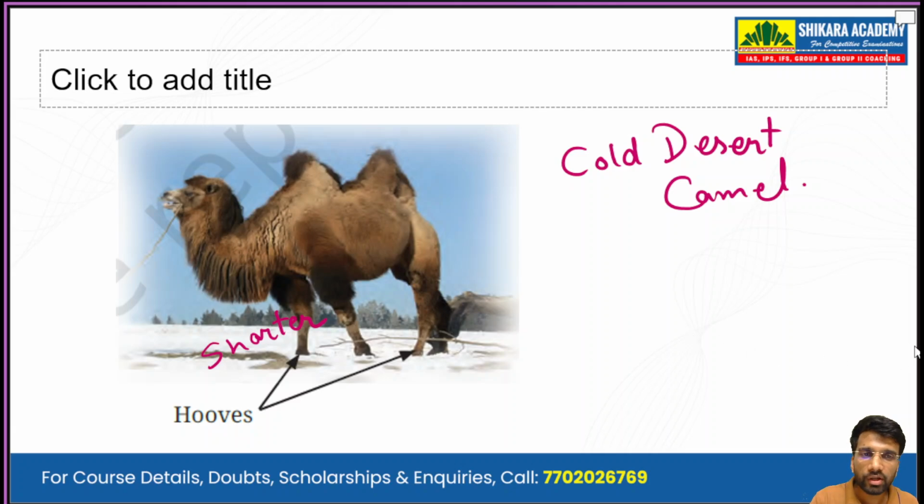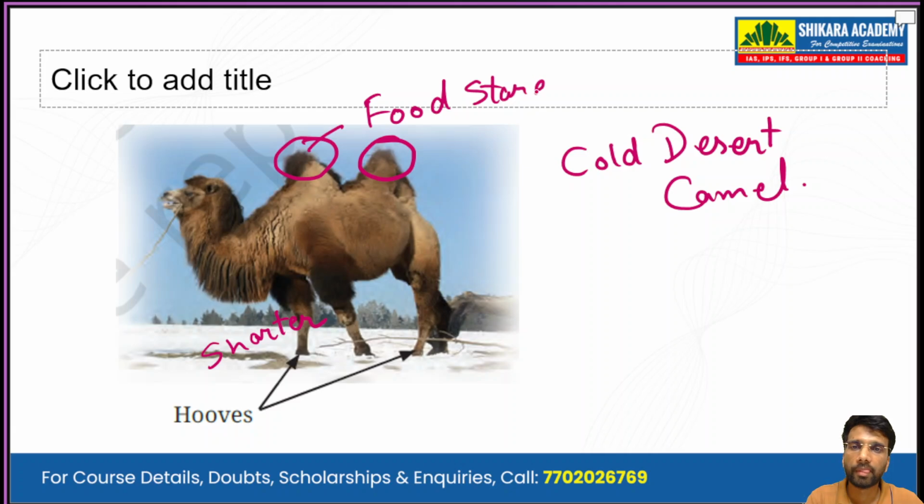The camels found in the cold desert have two humps. These two humps shrink in the late winters because in winters there is not much food available in the cold desert and they have to use the food stored in their humps.